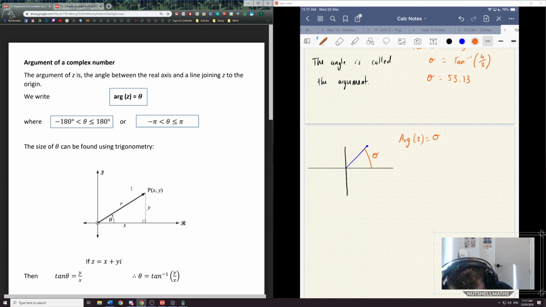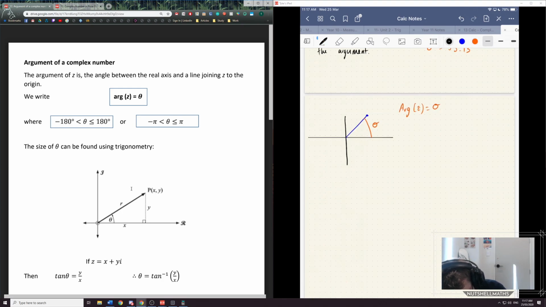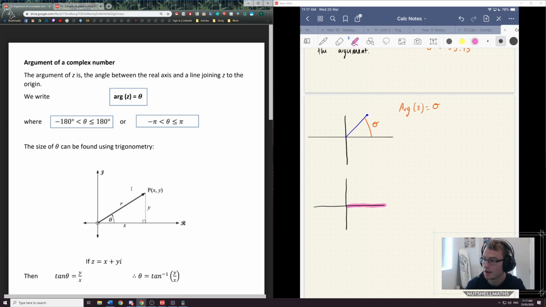Now, Mr. Maraji can correct me if I'm wrong, but the argument is always measured from this axis, right? It is always measured from this axis. See, Mr. Maraji agrees. Good.